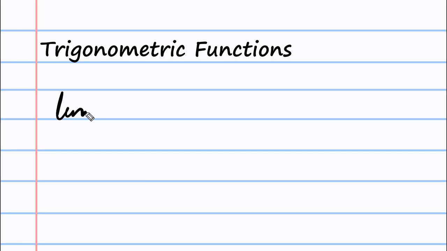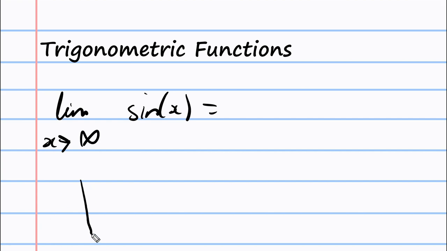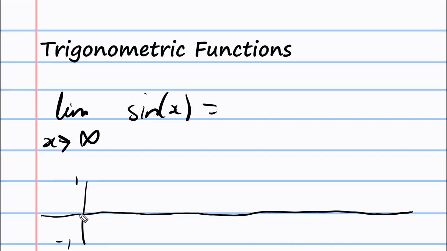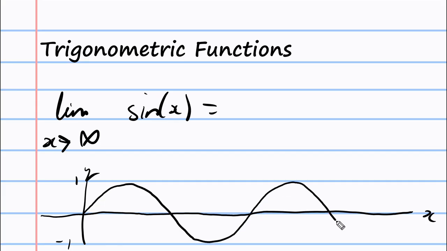All right, now I want you to try evaluating this limit. The limit as x approaches infinity of sine of x. What does that equal? Well, let's see how sine of x behaves, okay? So this is positive 1, this is negative 1, this is 0. This is the y-axis, this is the x-axis, right? Sine of x behaves like this. Something like that. It oscillates back and forth between y equals 1 and y equals negative 1, okay?